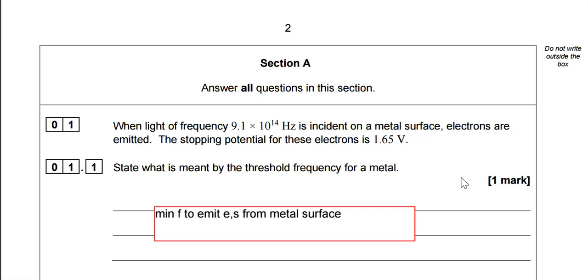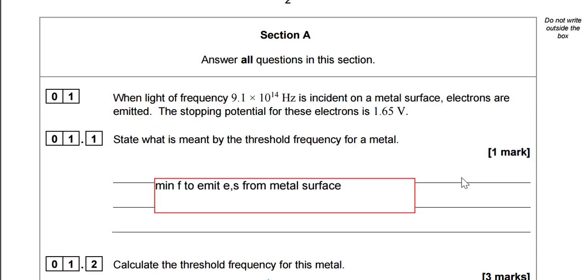For every question, please pause the video to read the question and try to solve it on your own. After that, replay it to show yourself the solution.